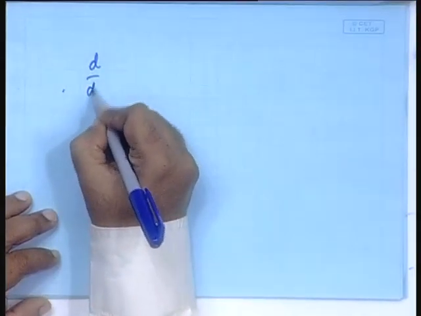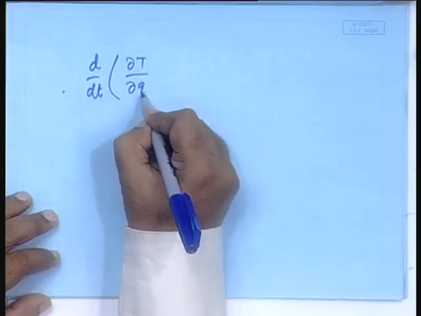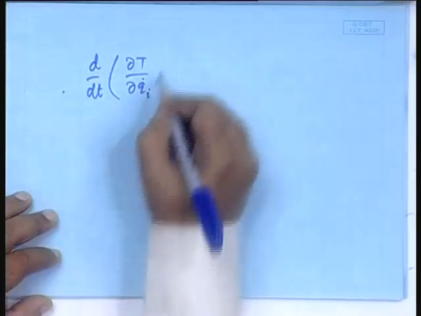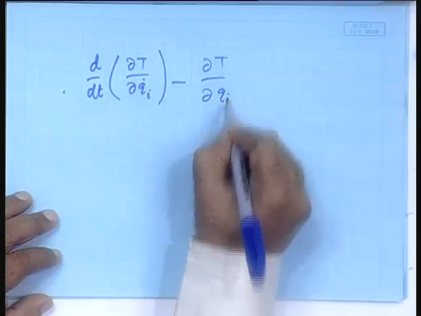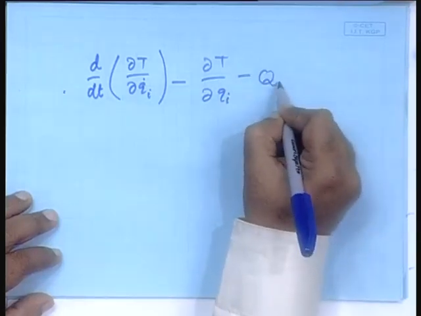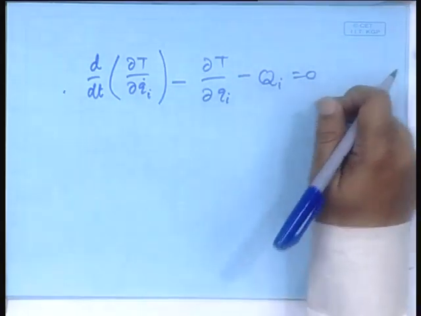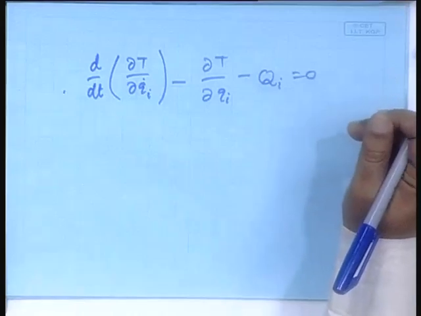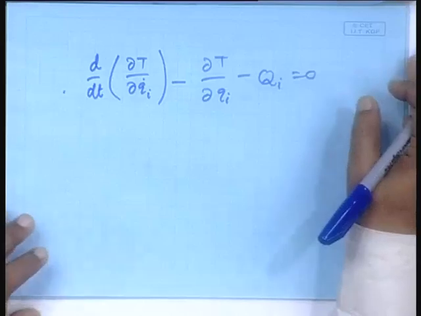So, that gives a very simple equation: d/dt of the partial of T with respect to q dot i, minus the partial of T with respect to q i, minus the generalized force Q i, equal to 0. Now, this is the Lagrangian equation in the most generalized form, in the most general form.